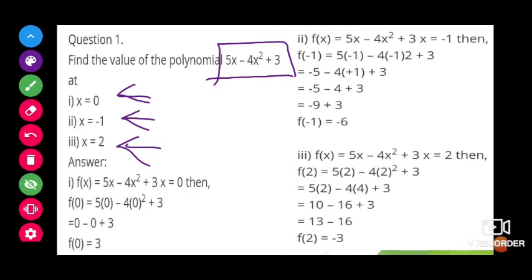Okay, so the first one as x equal to 0. So, here if we'll see, first, the expression is 5x minus 4x square plus 3, x is equal to 0. Now, in the place of x, we are going to place a 0. So, 5 into 0 minus 4 into 0 square plus 3. Now, 5 into 0, 0 into anything, 0. 4 into 0 square, again 0 into anything, 0. Now, what else is there?